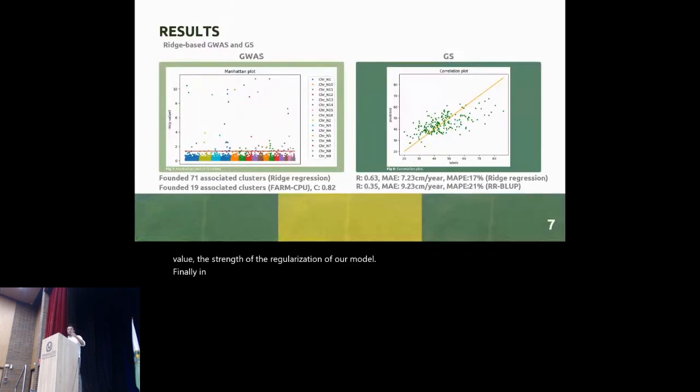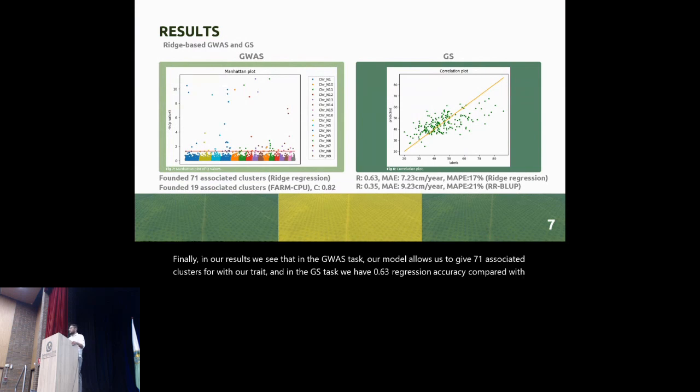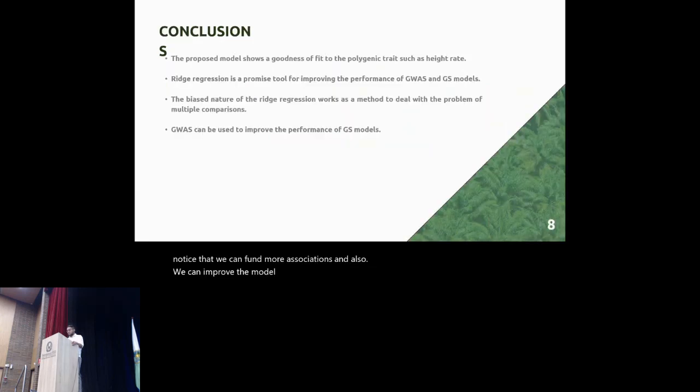Finally, in our results, we see that in the GWAS task, our model allows us to give 71 associated clusters with our trait. And in the GS task, we have 0.63 regression accuracy. Compared with the state-of-the-art methods, such as CPU for the GWAS process and RR-BLUP for the GS process, we notice that we can find more associations, and also we can improve the model performance. So finally, we can say that the model allows us to have a goodness of fit with a polygenic trait such as height. Also, the ridge regression model shows that it could be a promising tool to improve the performance in both tasks, GWAS and GS.